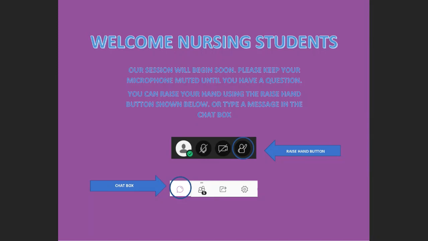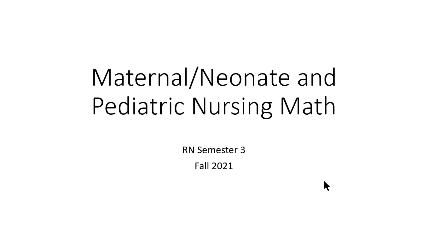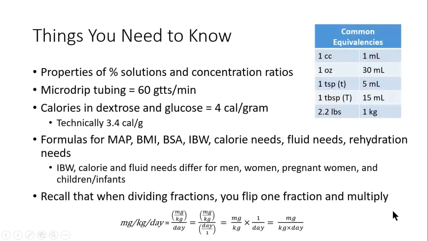Okay, so hi everybody. As Diana said, this is for the third semester nursing math. We're gonna go through some little things before we begin the problems. So, things you need to know: properties of percent solutions and concentration ratios. You also need to know that microdrip tubing means 60 drops per minute.